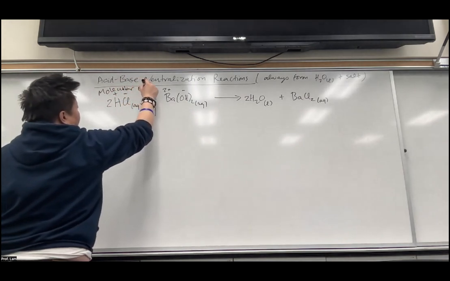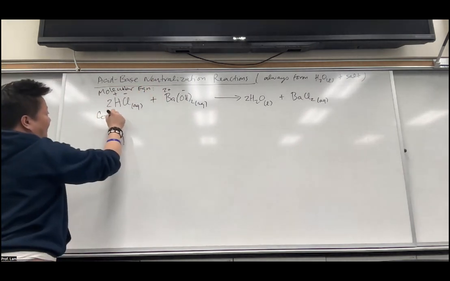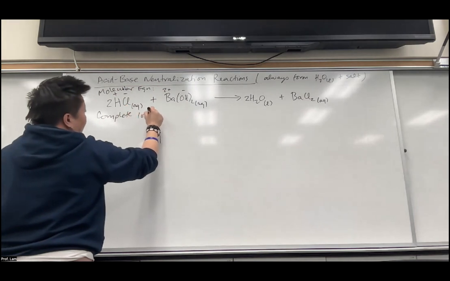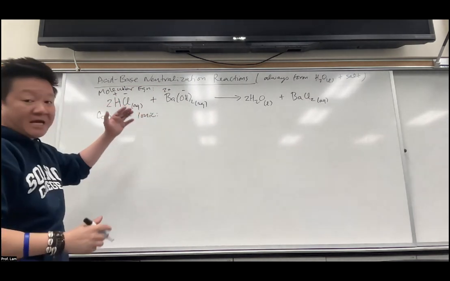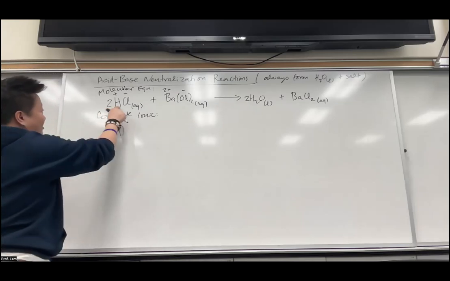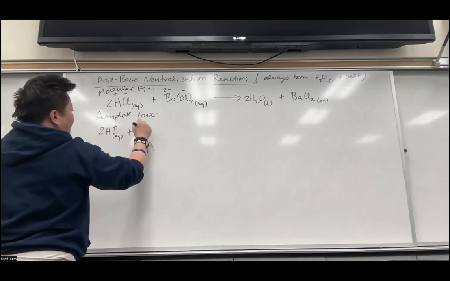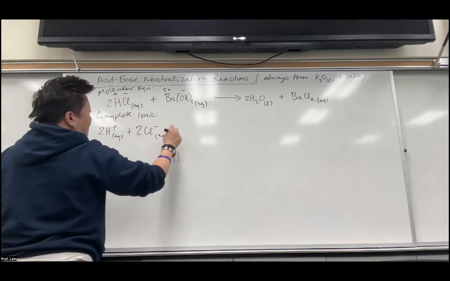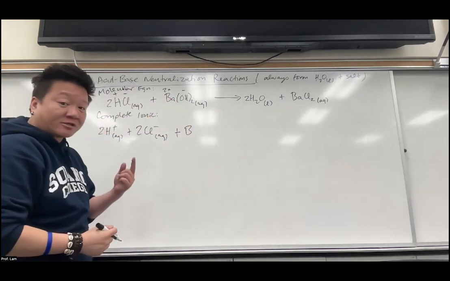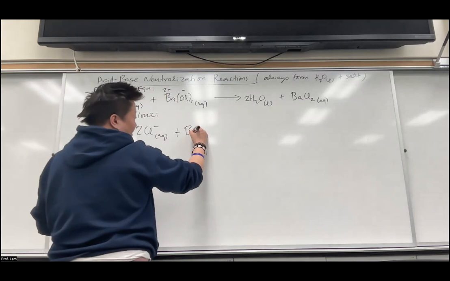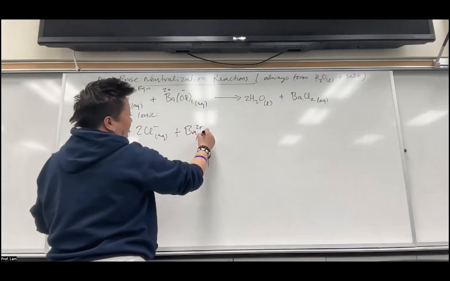Equation. Let's practice writing our complete ionic. Remember, for complete ionic, anytime you see aq, I'm going to split it apart. I have 2HCl here, so I'm going to write 2H plus aqueous plus 2Cl minus aqueous plus barium 2+. It's useful to write the charges on top, so you just have it right there. Just figure it out and then write it down.